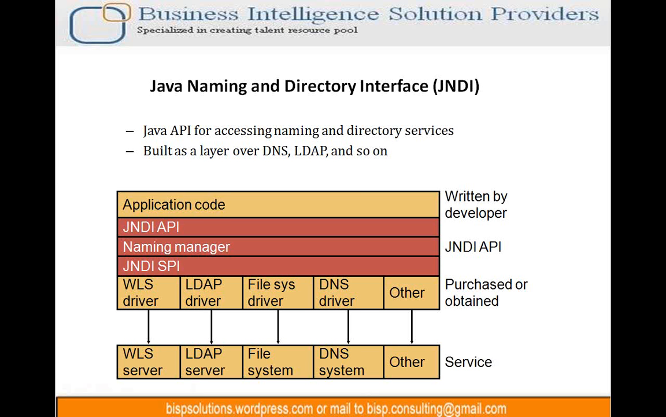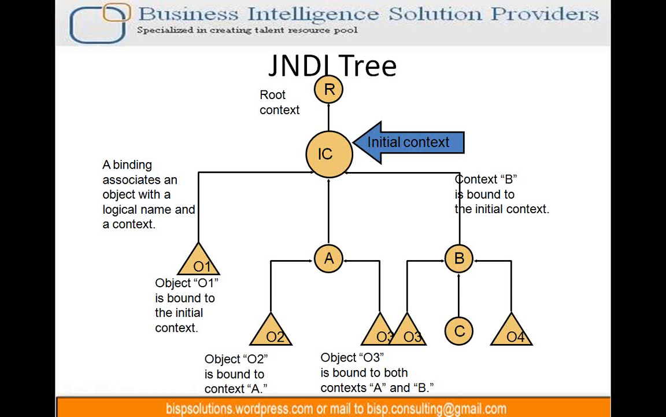And the JNDI tree that I was talking about is identified with its initial context, to make sure there is a successful binding for every object that gets created to interact.